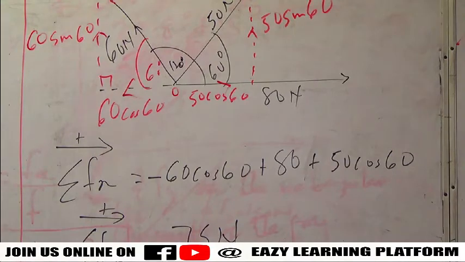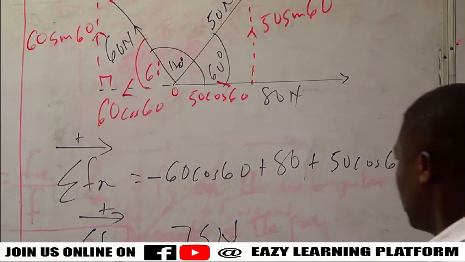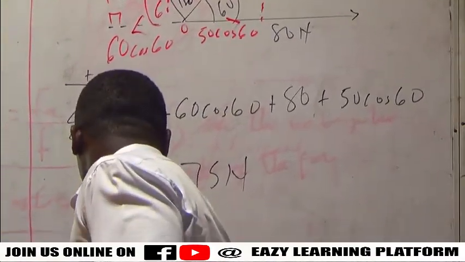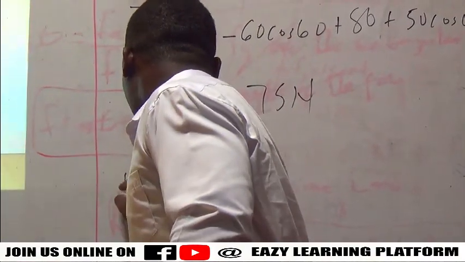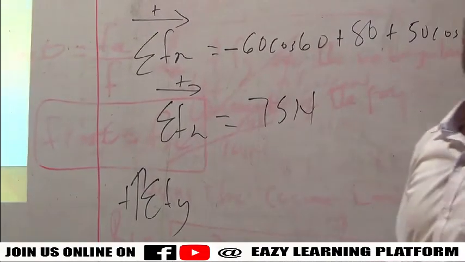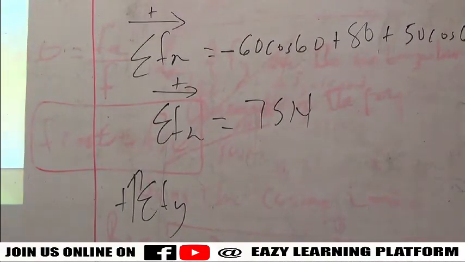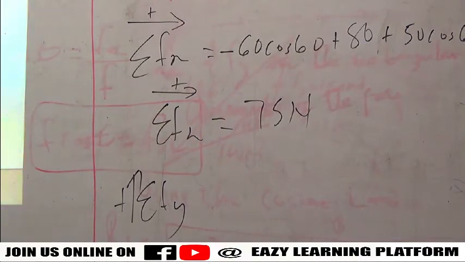75 Newton. We go through the same approach for the sigma Fy. So sigma Fy, now moving upwards becomes positive. It means that whenever you come down, the value is what? Negative.